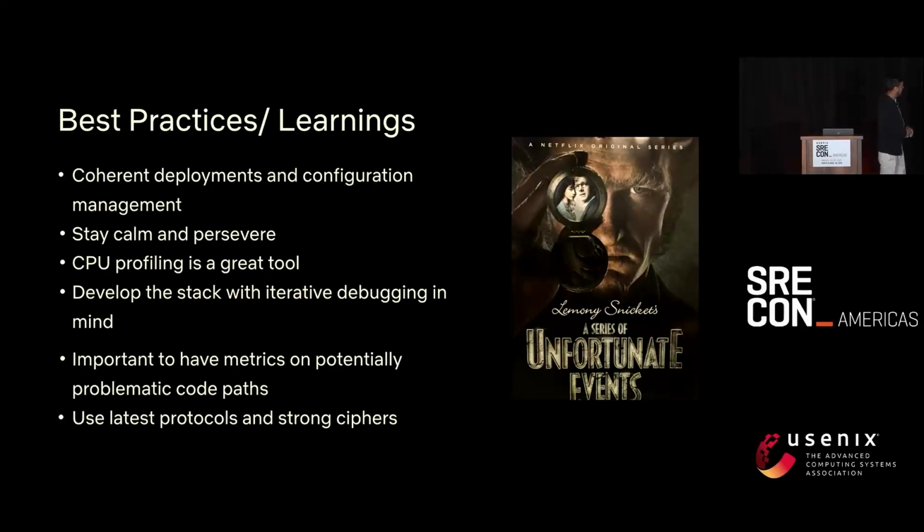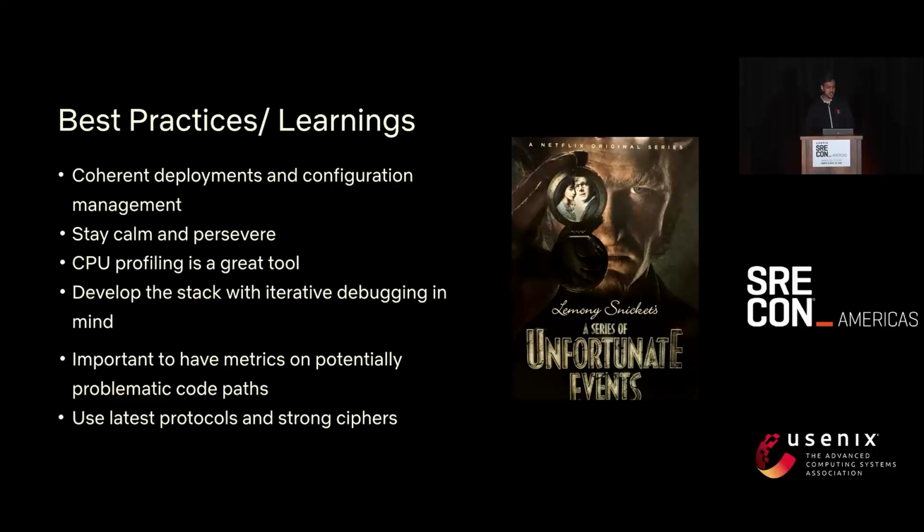The fourth one is interesting, and I really like this one. Always develop your stack with iterative debugging in mind. Imagine in this case, had our stack been difficult to deploy, it would have taken us days to iterate, experiment and isolate the issue. But since we had a really quick deployment turnaround time, we were able to do it in a matter of hours. And as always, it's important to have metrics on all the problematic code paths. I think that's the theme of SREcon. Always have metrics wherever possible so that you are alerted proactively rather than reactively.